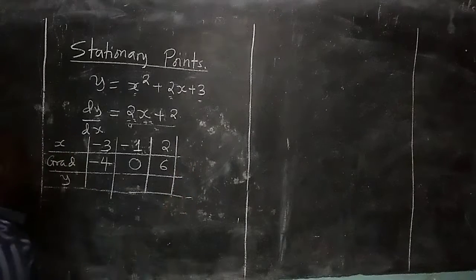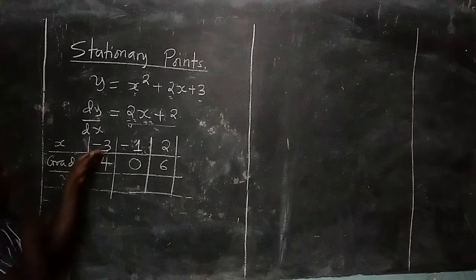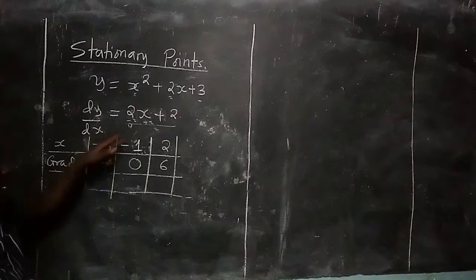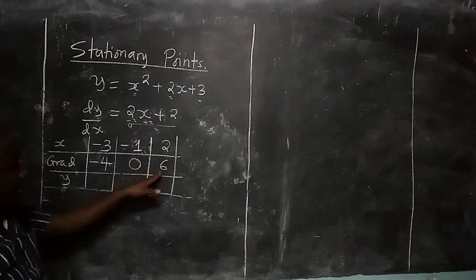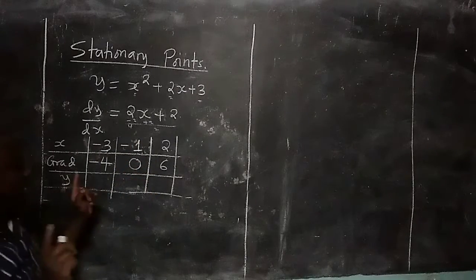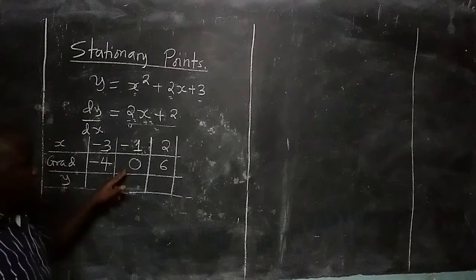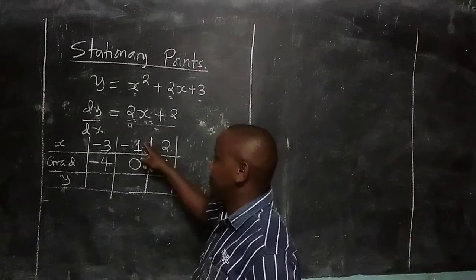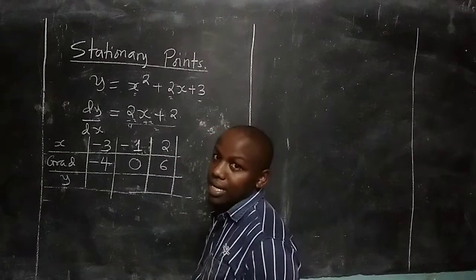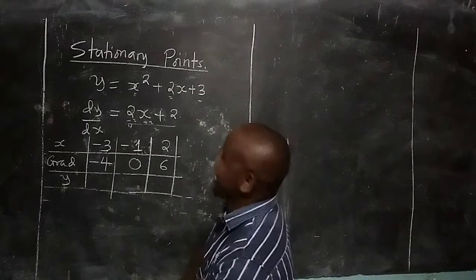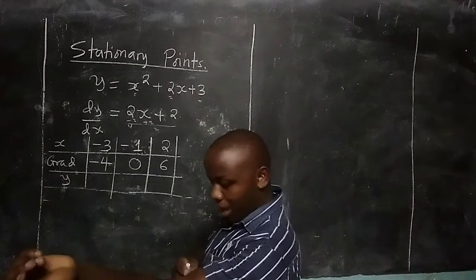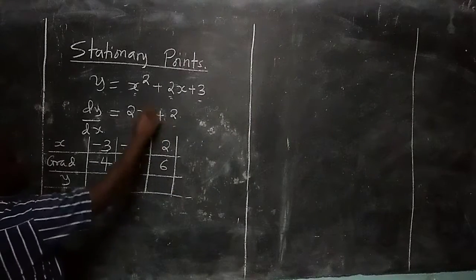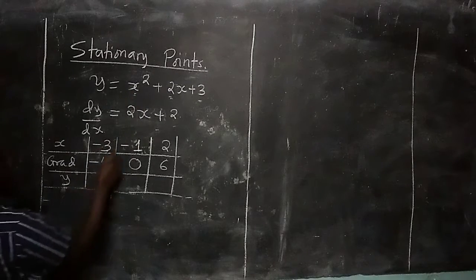It is very important to notice that before negative 1 the gradient is negative, and at negative 1, the gradient is 0. But beyond negative 1, the gradient is becoming positive. This means the gradient is switching from negative through 0 to positive. And therefore, we can call x at negative 1 a stationary point, because it is at that point where the gradient is changing. It is good we substitute the values of x so that we may get the y coordinates.